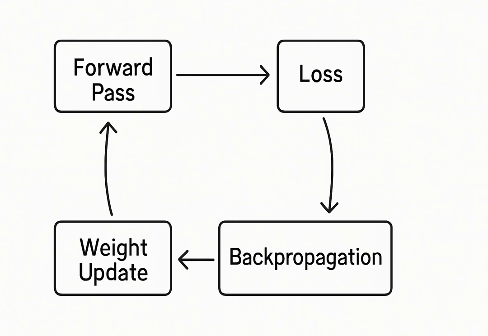Let's quickly see the learning process of a neural network in 4 steps. 1. Forward pass. Input goes through the network and we get a prediction. 2. Loss calculation. We compare the prediction with the actual label. 3. Backward pass. We calculate how much each weight contributed to the error. 4. Weight update. We adjust the weights slightly to reduce the error. This cycle repeats thousands or even millions of times until the network becomes accurate. Backpropagation is step number 3, the brain of the learning process.